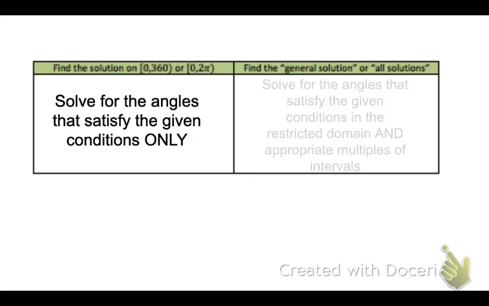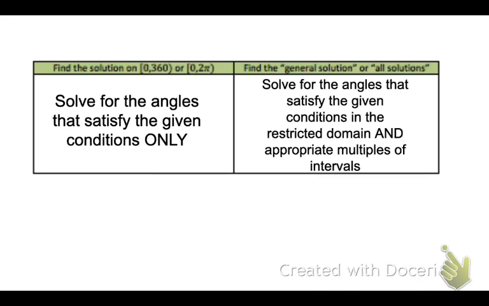If you're asked to find a general solution or all solutions, that means that you're solving for angles that satisfy the given conditions in the restricted domain and appropriate multiples of the interval. So that's where we have to go back and say things like that this is going to occur at pi/2 plus every interval of pi. And so you would say k pi. And again, we'll look at some more specific examples of that when we have class together this week.